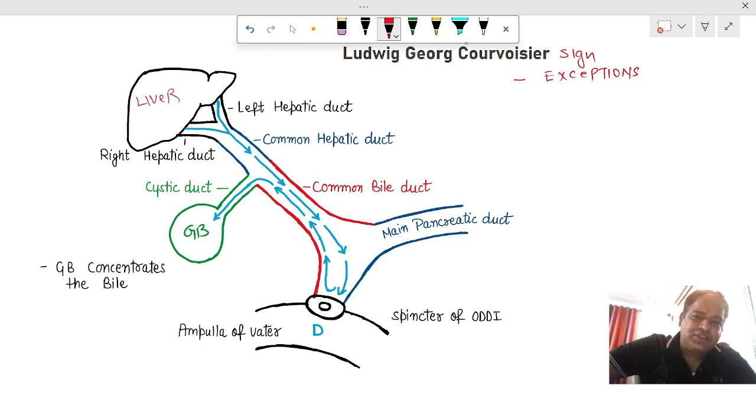Before we understand this, let us understand the brief physiology of the bile production and secretion. So you see, buddies, the bile is produced round the clock by the liver. So what will the liver do? Liver will secrete this bile into left hepatic duct and right hepatic duct.